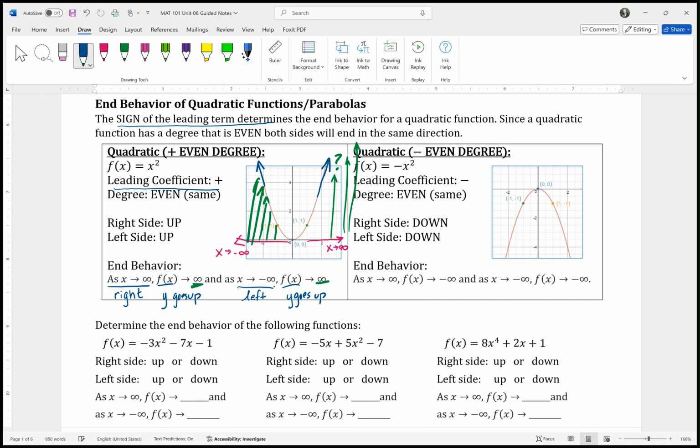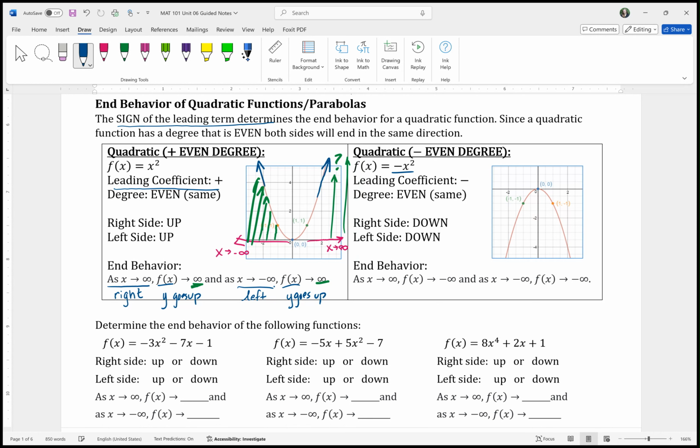Okay? So that's the interpretation of all those things. As x goes to infinity, f of x, or y, goes to infinity. And as x goes to negative infinity, that's to the left, f of x goes to positive infinity. This is saying both sides go up. Okay? Let's look at our other version, and this is when we have a leading coefficient that is negative.